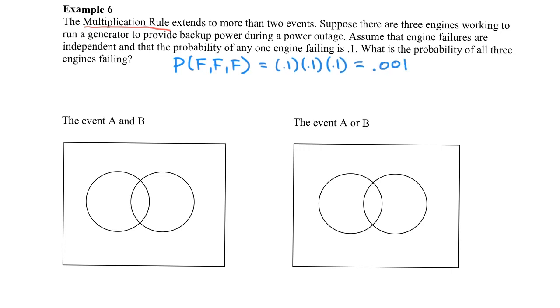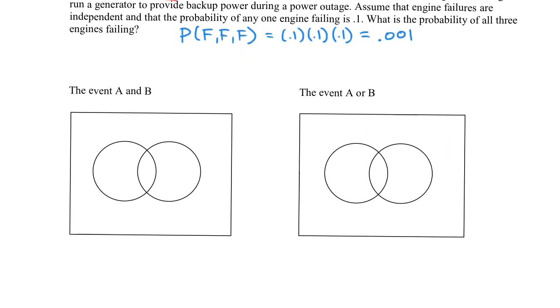But if we multiply these all together, which we can do because of the multiplication rule, we get 0.001. Sometimes people call this rule the multiplication rule, sometimes the multiplication principle. It's the same thing, though. Just to be clear, this can be extended to more than just 2 events. Here's 3 events. If there were 5 engines all independent, we just put all 5 of them in here and multiply them together.